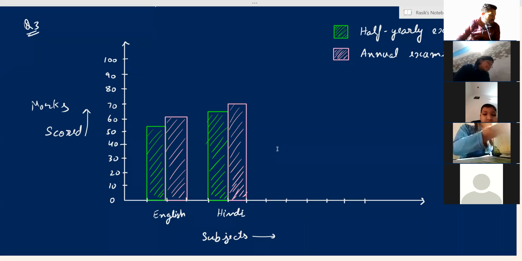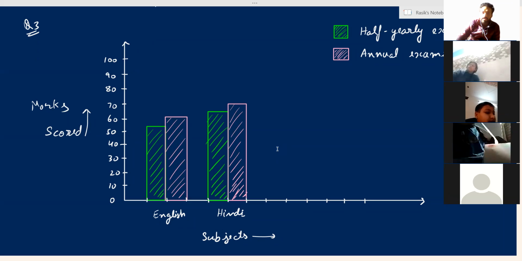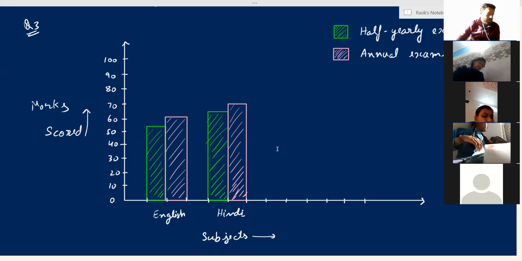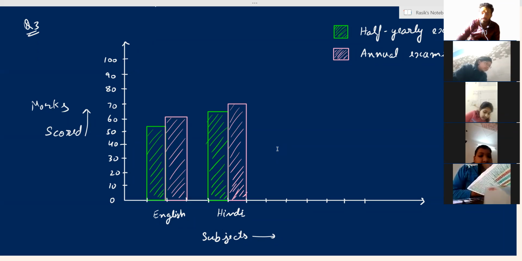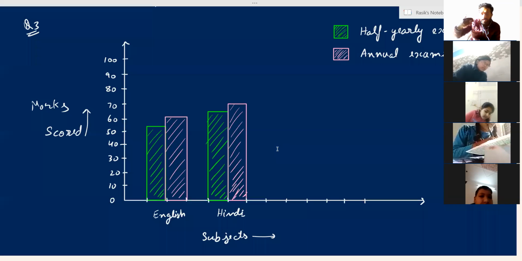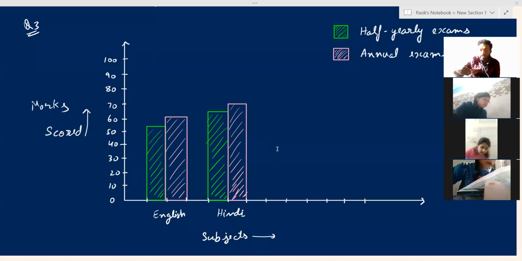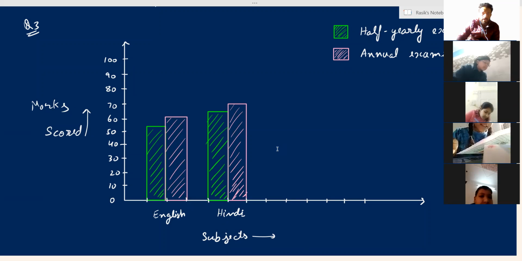Which are the subjects where he has improved his score since the half yearly exams? कौन से subjects में improvement किया है? Tell the subjects. Science. साइंस में इम्प्रूवमेंट है. इम्प्रूवमेंट मीन्स पहले कम आए थे अब ज्यादा आए हैं. साइंस में तो इम्प्रूवमेंट नहीं है. English, Hindi.